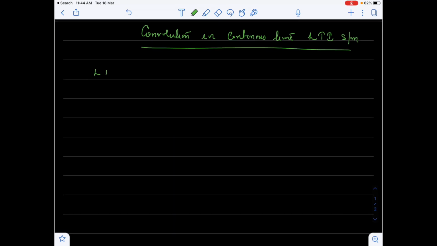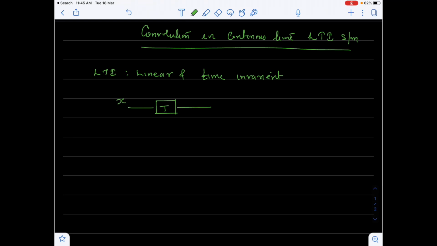So what is LTI? LTI means the system is linear and also it is time invariant. First of all, I will just go through the fundamental concept of linear time invariance in brief. So let us consider we have a system.